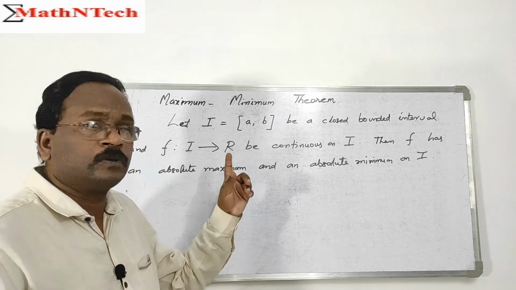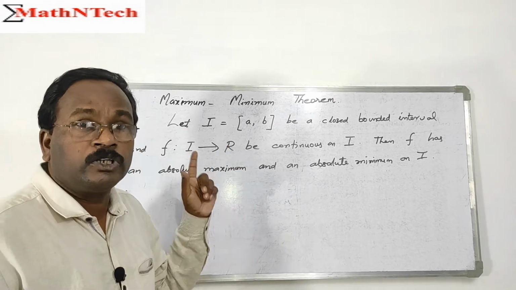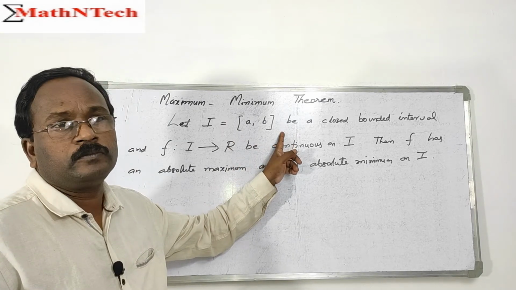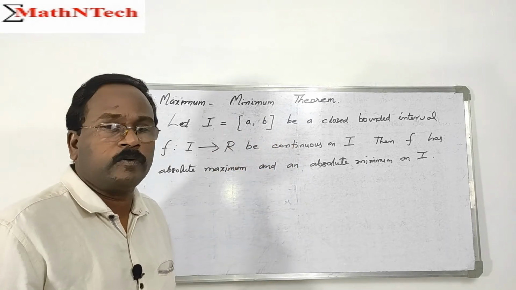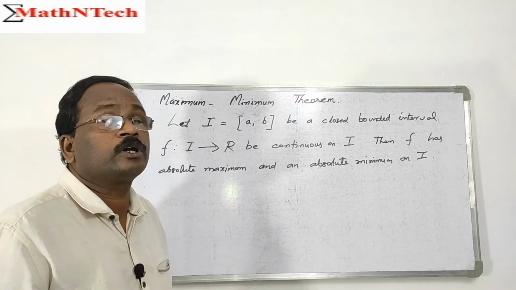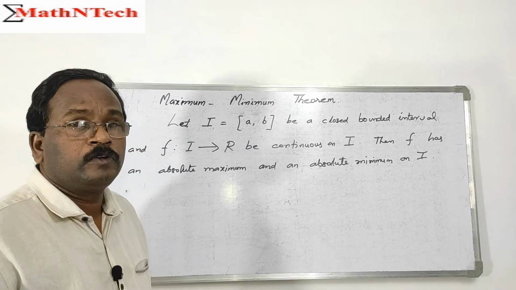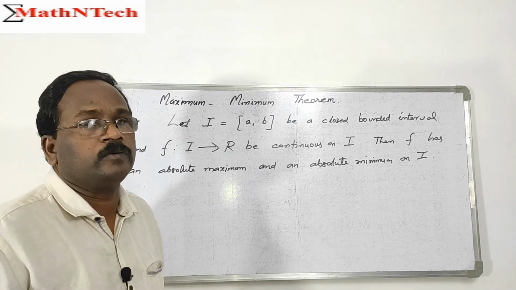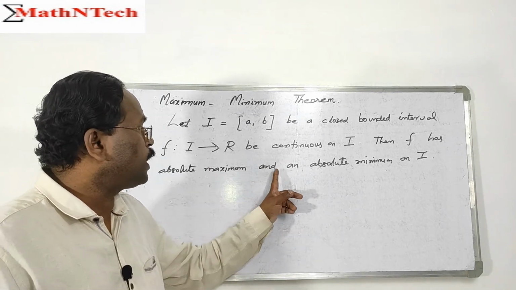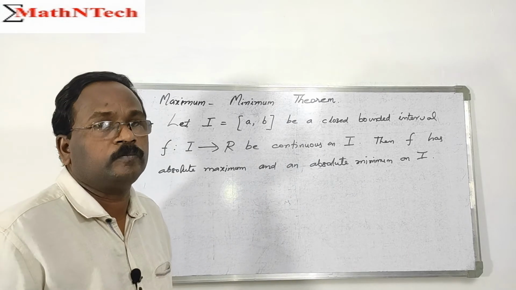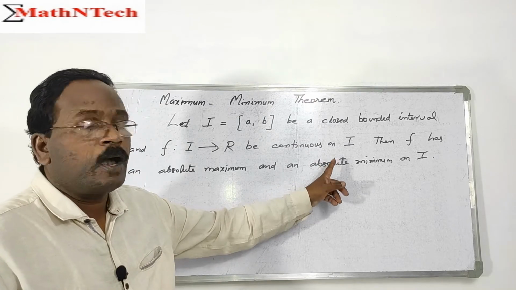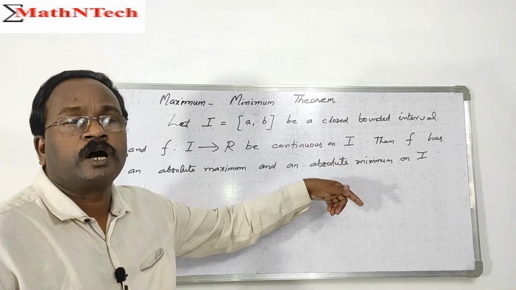In the maximum minimum theorem and the boundedness theorem, the conditions are the same: I is a closed and bounded interval and f is continuous on I. So our previous theorem is what? The boundedness theorem. We proved that f is bounded on I. Now we prove that f has an absolute maximum and an absolute minimum on I. At some point on I, f has an absolute maximum. At some other point on I, f has an absolute minimum.